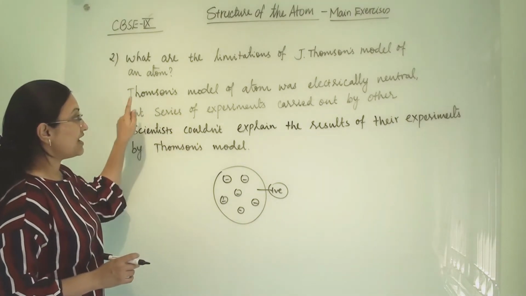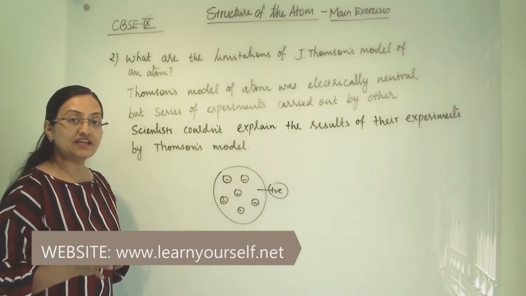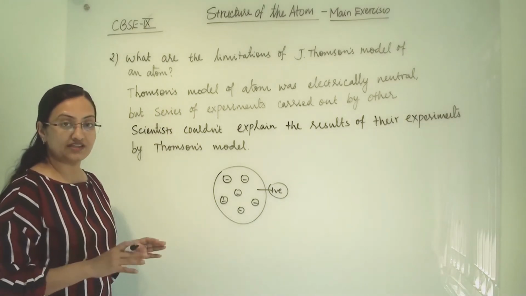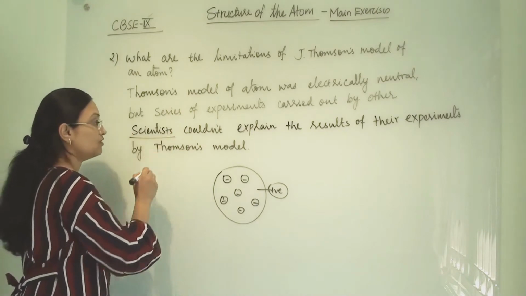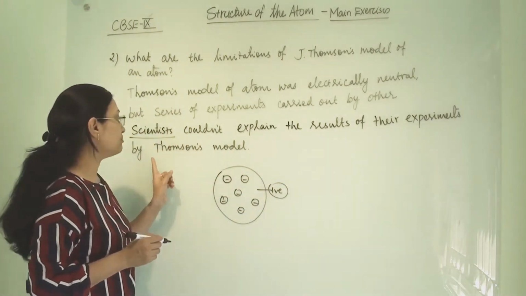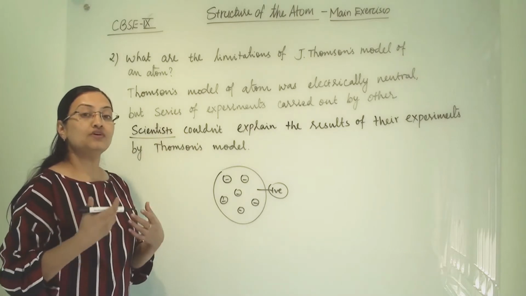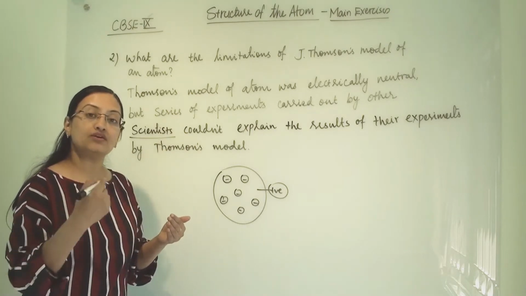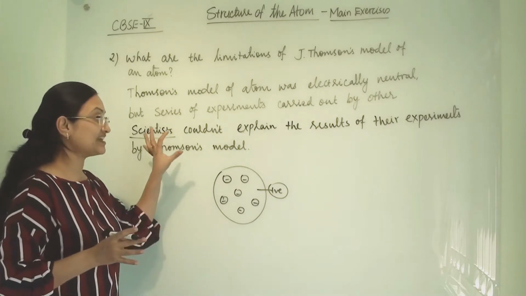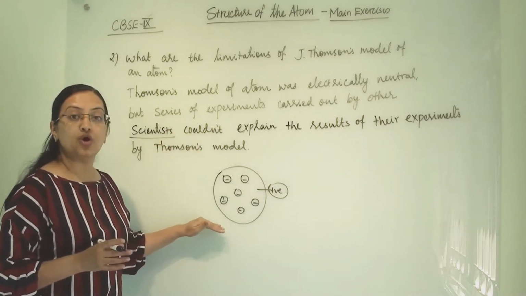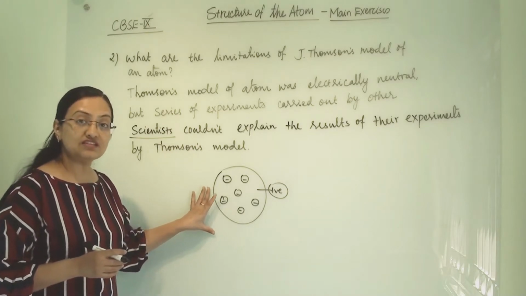Now he stated that the atom is electrically neutral because the positive and negative particles are equal in magnitude. But a series of experiments carried out by other scientists could not be explained by Thomson's model. We know that this is not the correct model of an atom. Other scientists, who were continuously discovering the nature of the atom, found that their experimental results did not match Thomson's model, and they couldn't explain their observations on the basis of it.